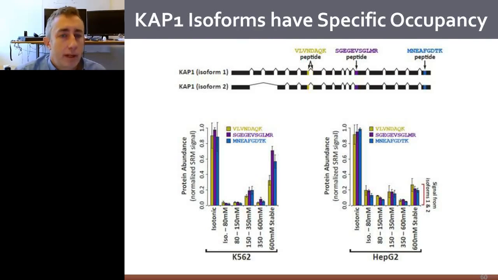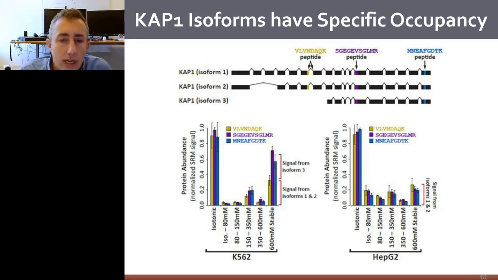When we started this experiment, one of the proteins we measured was Cap1 isoforms, and we measured 3 different peptides. In general, these 3 peptides all agreed across the different samples that we measured, with the exception of one sample, right here, the 600 millimolar stable sample from the K562 cell line. We noticed that this one peptide, VLVNDAQK, had a much lower abundance than the other 2 peptides. In most cases, people would just chalk this up as an outlier and throw it out. This really began to bug Andrew and us, and we tried to track this down.